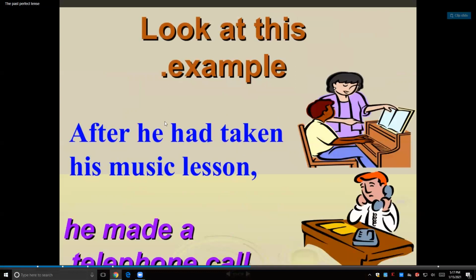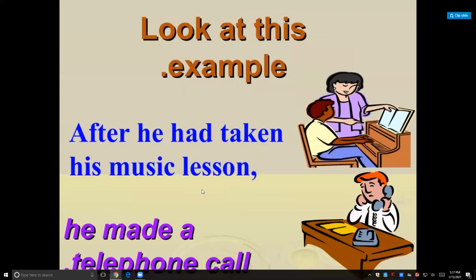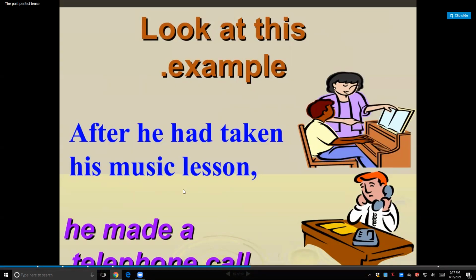Look at this example. After he had taken his music lesson, he made a telephone call. So what did he do first? Of course, he took his music lesson first, and then he made a telephone call. So if we are combining them, the action which took place first has to be in past perfect, after he had taken his music lesson, and the other action has to be in past simple: he made a telephone call. So first he took his music lesson, and then he made a telephone call.